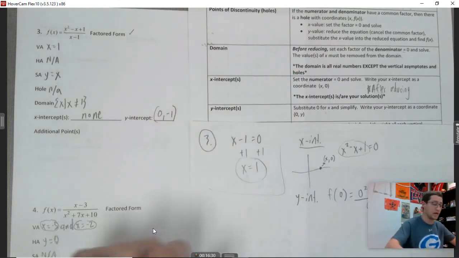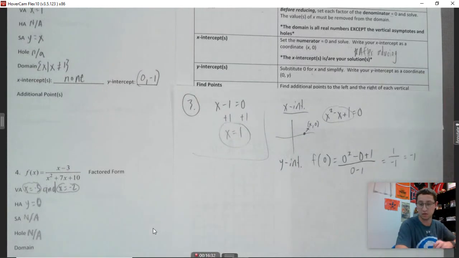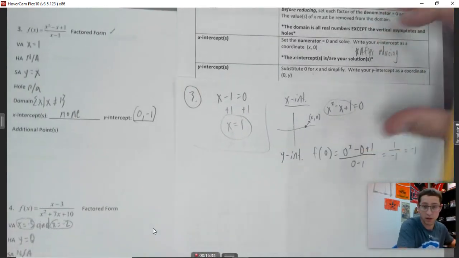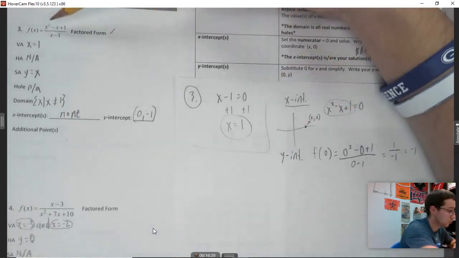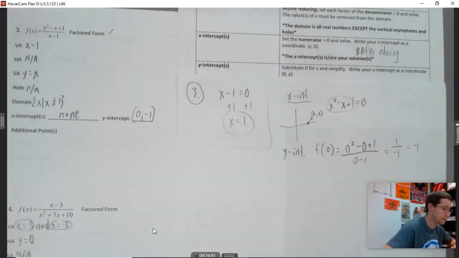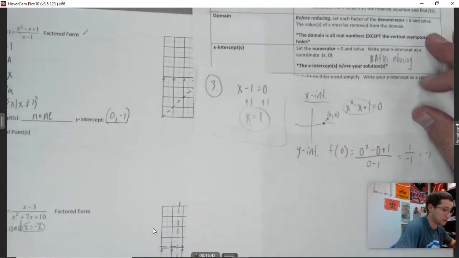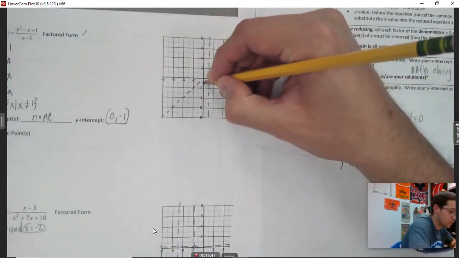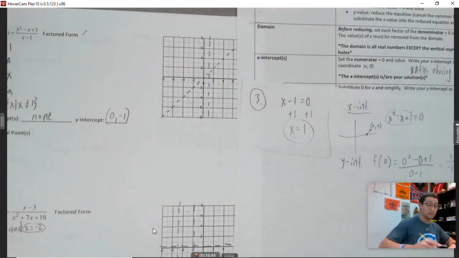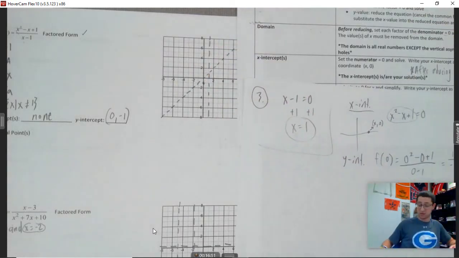There's my work for that, and I just realized my face is all over it. But anyways, all I did here is plug in 0 for where I saw x. All right, you can go ahead and graph it. Put that point on, so (0, negative 1). There it is. All right, some additional points. Maybe we can fill it in a little bit.